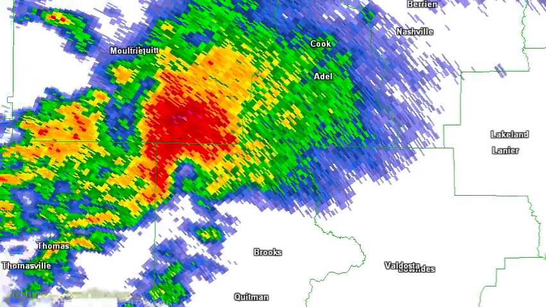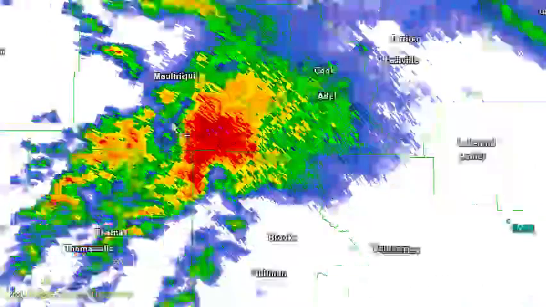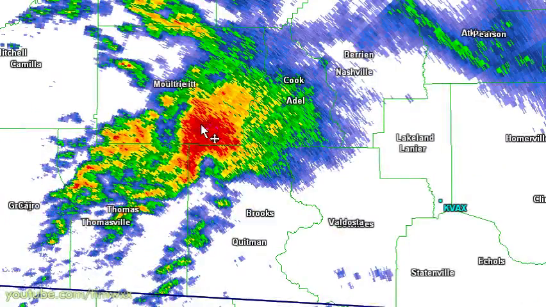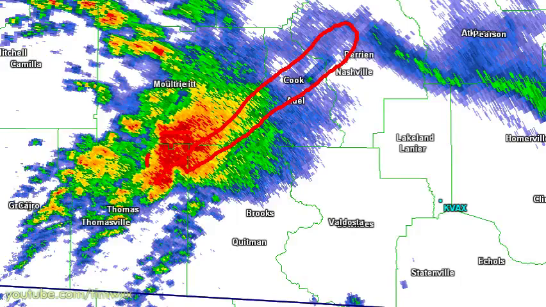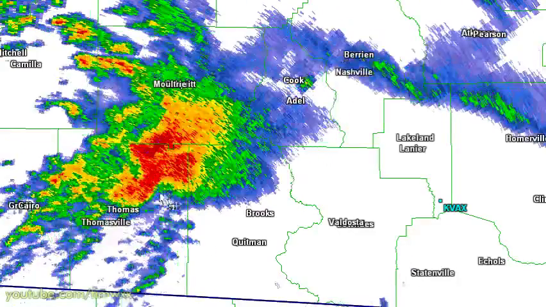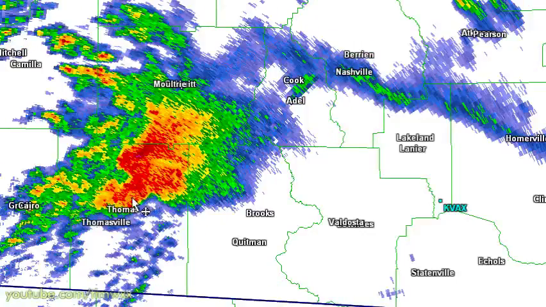This is from the morning of the 22nd. See if I can back this up here. This is the storm we're talking about that affected Cook County, Brooks County. This was responsible for, I believe, 15 deaths along the track. So you can see it at the very beginning here. This is about 3 in the morning. Doesn't look too imposing, really.